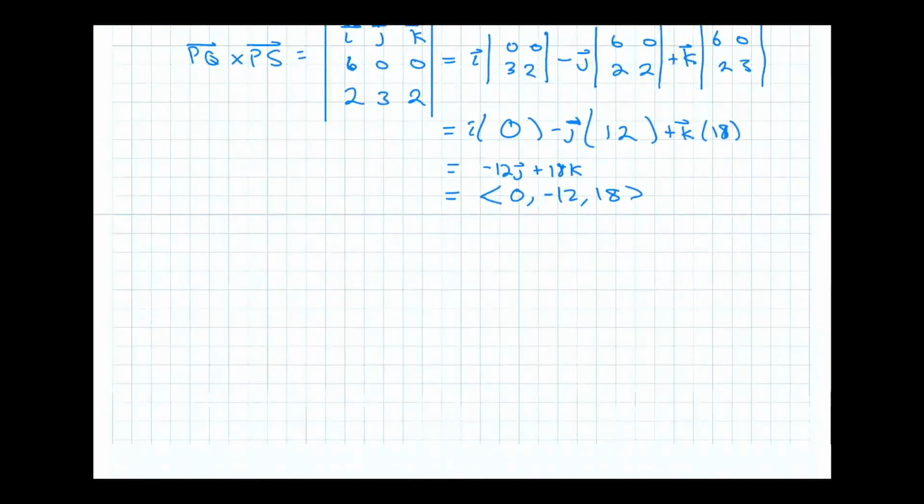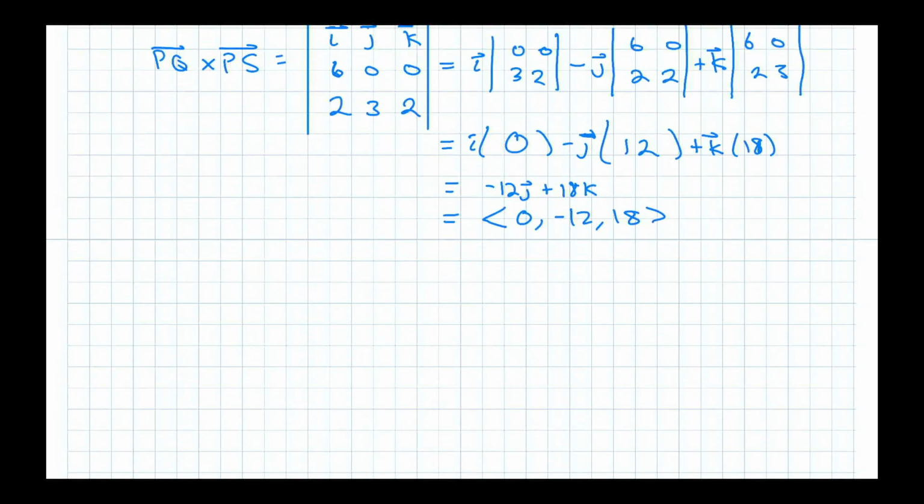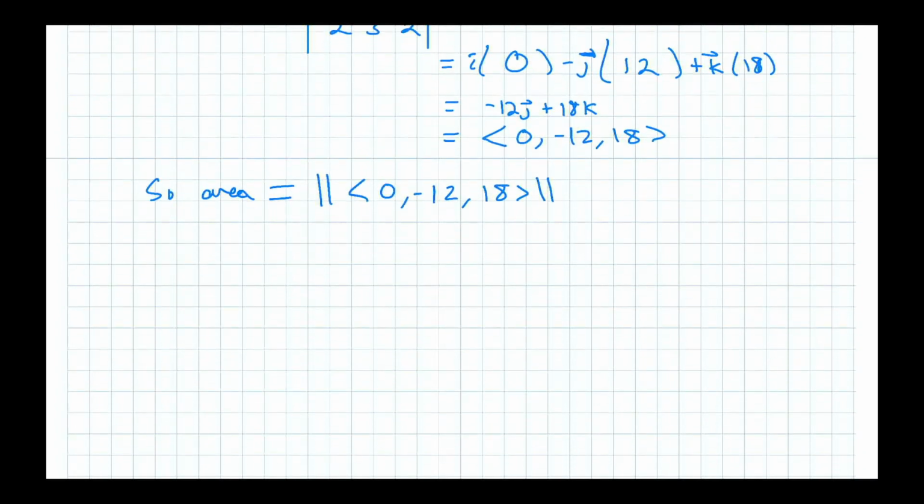Now, what are we going to do with that cross product? We're going to calculate the magnitude to get the area. So the area of the parallelogram is going to be the magnitude of that vector, which we know how to do. It's the square root of 0 squared, 12 squared, 18 squared, right? And as always, when I do these, I just throw away the minus signs to make it less writing, because I know it's going to be positive anyway, right?